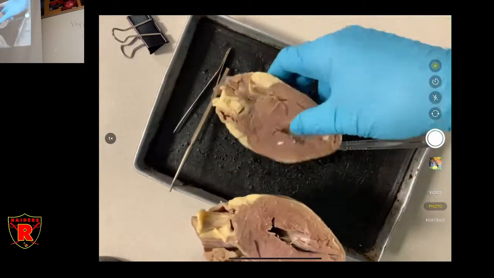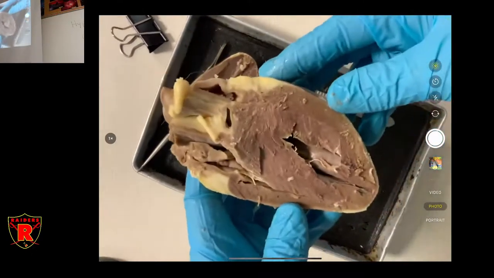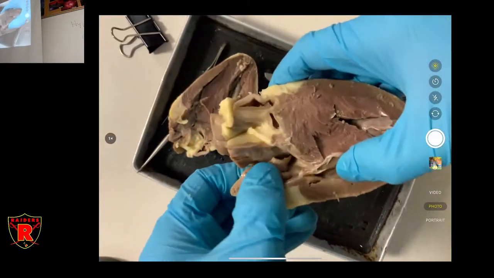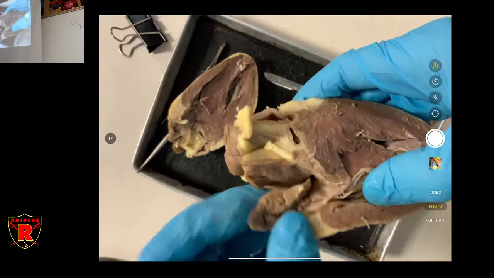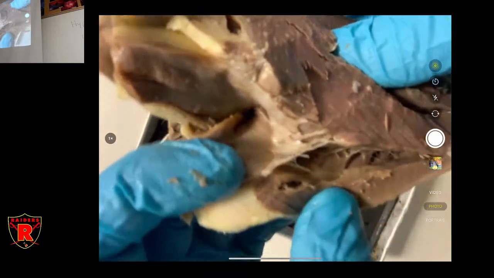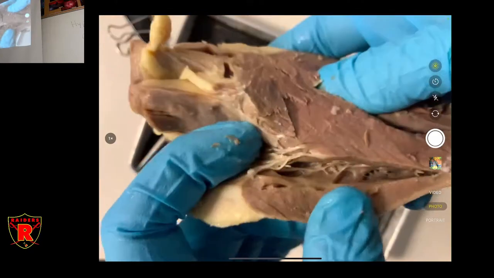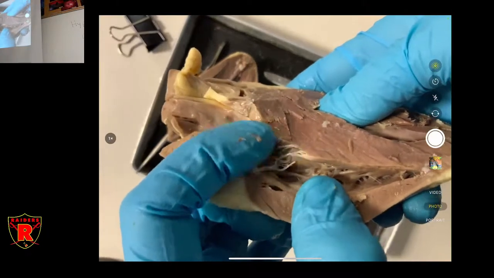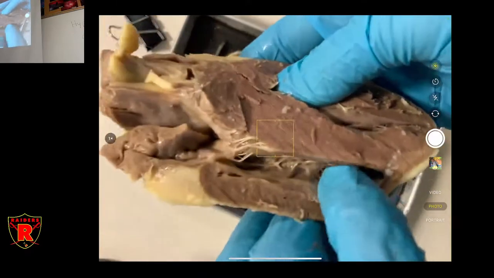So this right here is the view that you would have got in your diagram. This up here, it's a little bit damaged, but this would be the atrium. You see that? And then in between is the valve. This white tissue right here. Can I get that in focus? Oh yeah, there we go. So you can see the valve. Right below it, these strings that are attached right here, these are the heart strings, the chordae tendineae, that keep the valve from prolapsing. And then down here, this is the ventricle.